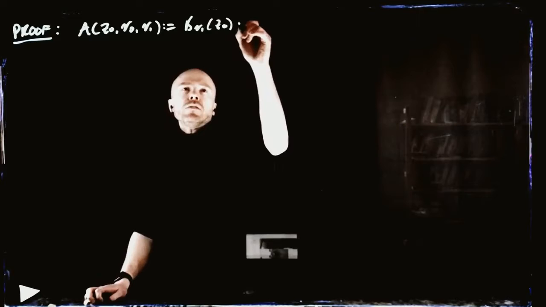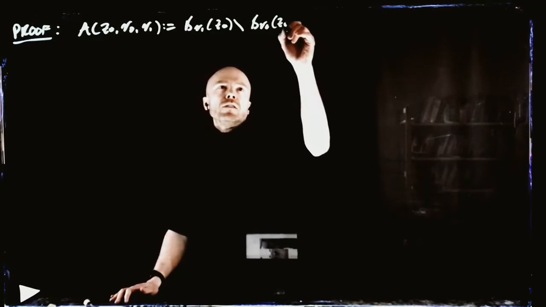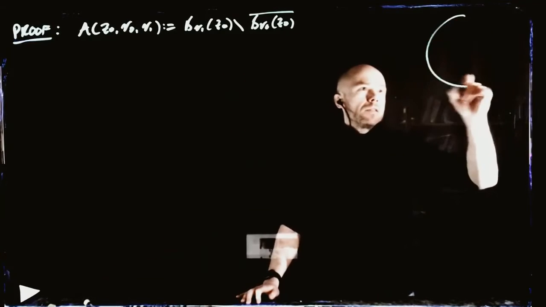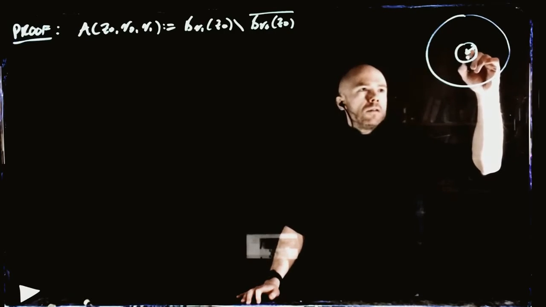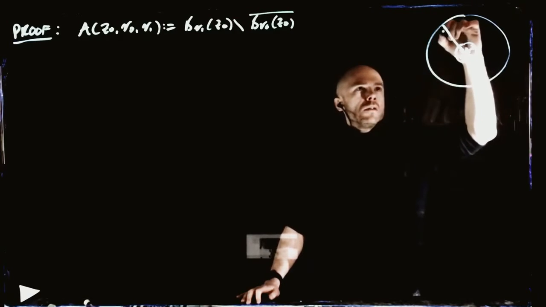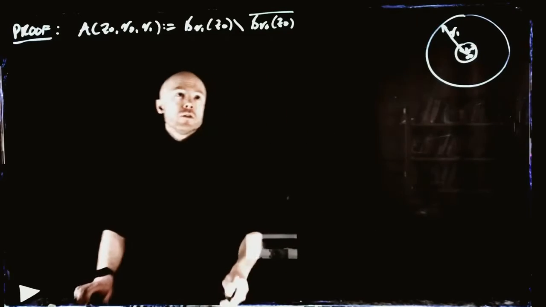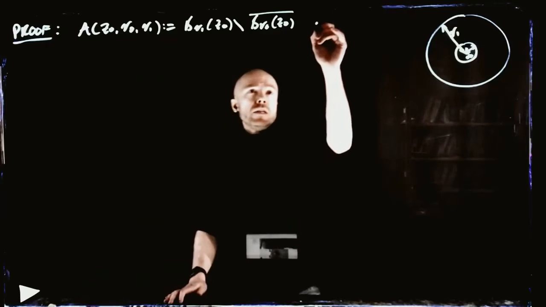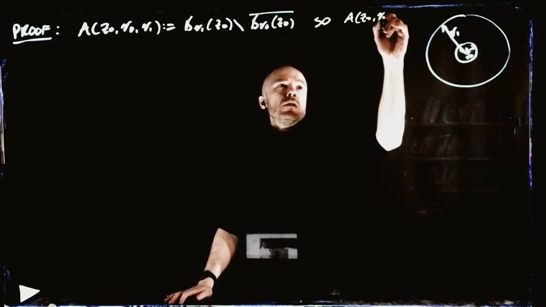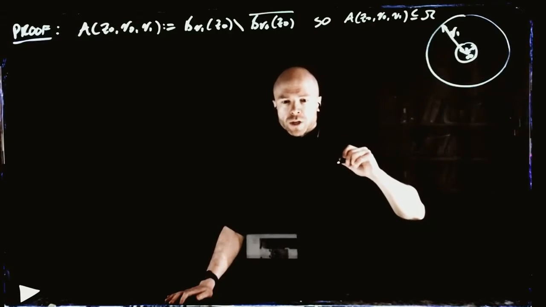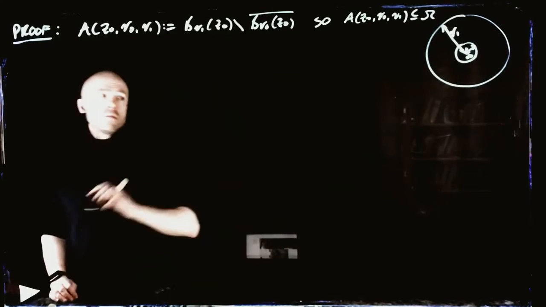All right, so A of Z0, R0, R1 is this thing. It's just a ball of radius R1 at Z0, taking away the closed ball of radius R0 around Z0, right? So it's this thing like this, where this is R0, and this thing here is R1. Just as you'd expect. We're assuming that this thing is contained within our region omega.